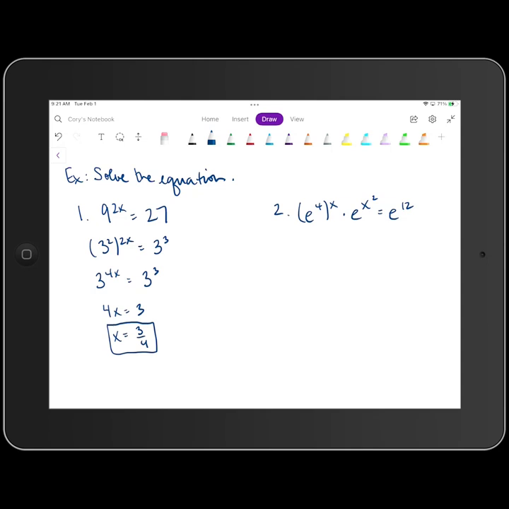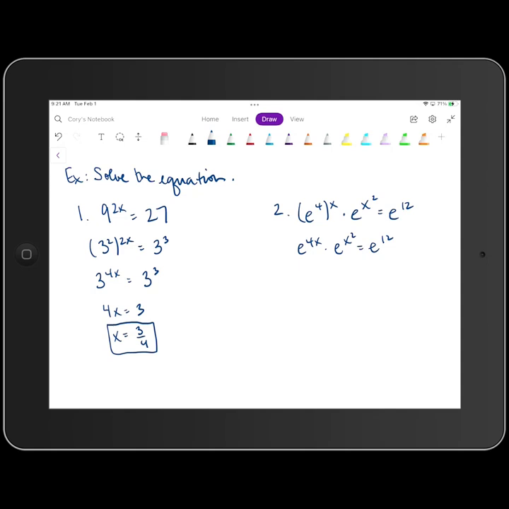Okay, so with 2, we have e to the 4th power raised to the x power. So when we have a power raised to a power, we're going to multiply the exponents. So that's e to the 4x power times e to the x squared power is equal to e to the 12th power. Again, my goal with this exponential equation is to get both sides of the equation written as a single exponent that shares the same base.